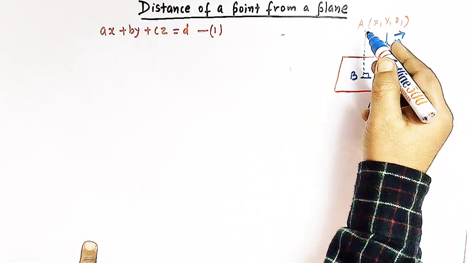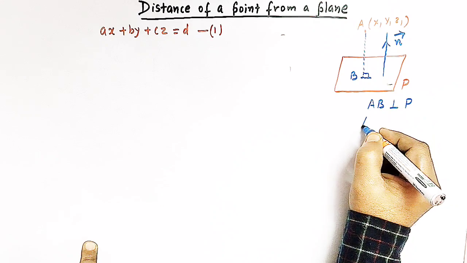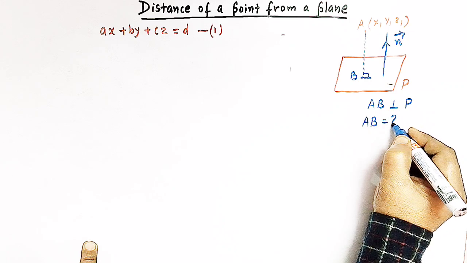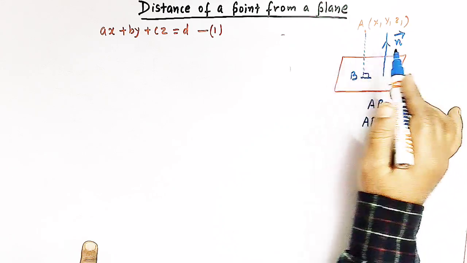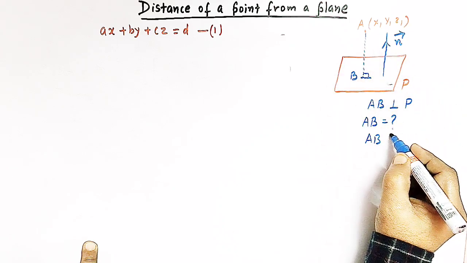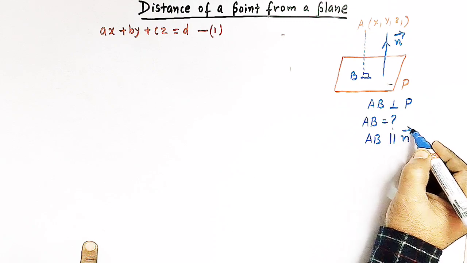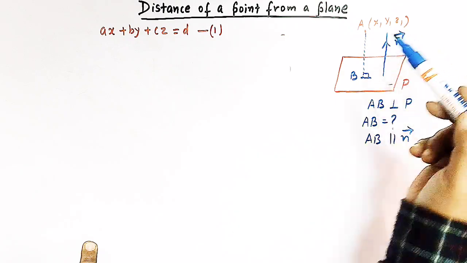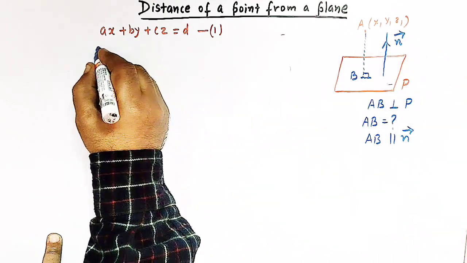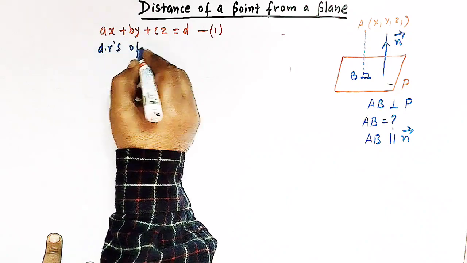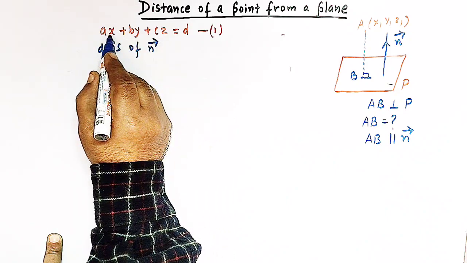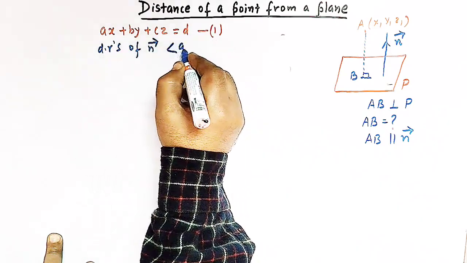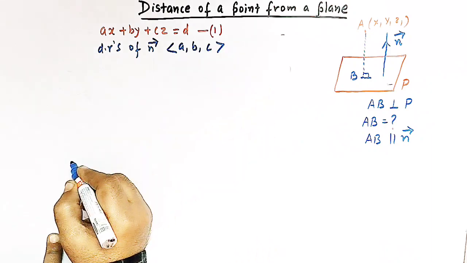So here we want to find out the formula for this length, that is the perpendicular length AB, right? And here we note that AB is parallel to the normal vector, right? So this perpendicular AB is parallel to the normal vector, and the direction ratios of the normal vector are given by the coefficients of x, y and z. So the direction ratios of the normal vector are given by a, b and c, right?